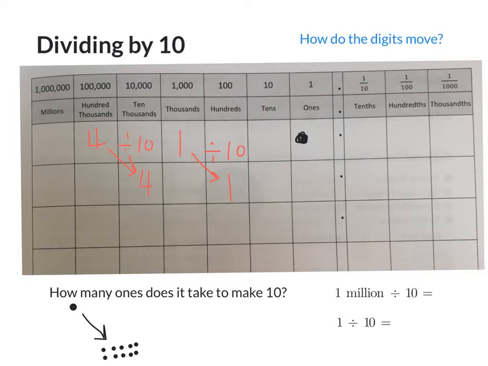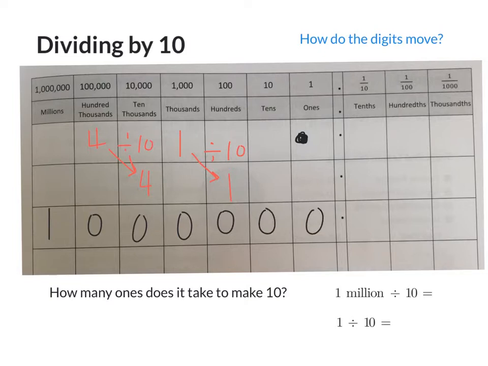Okay. So in your place value chart, let's try this problem. If I have 1 million and I want to divide it by 10, how can I write 1 million? Let me show you. To write 1 million, I just need to put a 1 in the millions column, yes? And then I would fill this in with zeros. Is that 1 million? If I want to divide that by 10, how do I need to move those digits? Do I move it to the left or to the right?